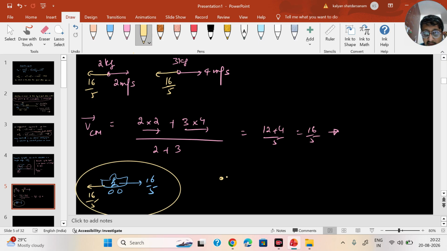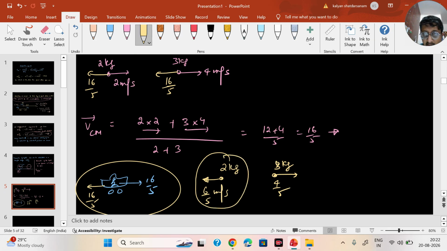Then what happens? The 2 kg now has a velocity this way, right? 6 by 5 meters per second. And the 3 kg has a velocity of 4 minus 16 by 5, that is 4 by 5, to the right. You see, now what is the momentum for the 2 kg? Mass into velocity, 6 by 5 into 2, 12 by 5 to the left. And what is the momentum of this? 4 by 5 into 3, that is 12 by 5 to the right. Momentum is a vector, so when you add this, you get 0.